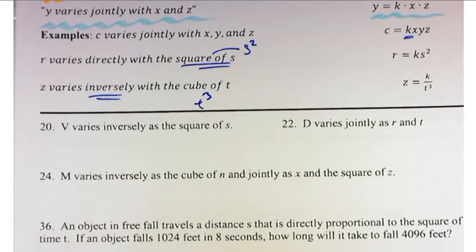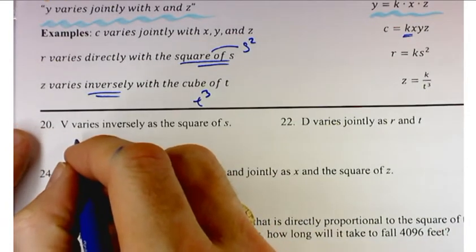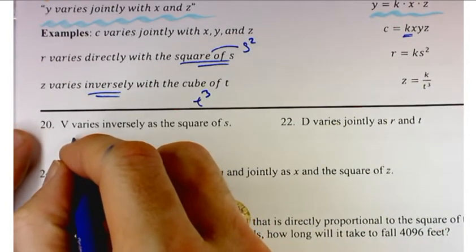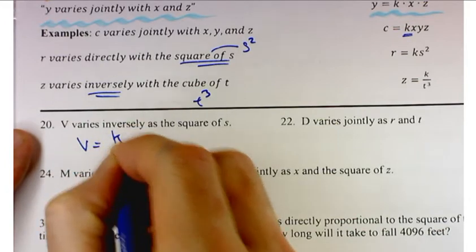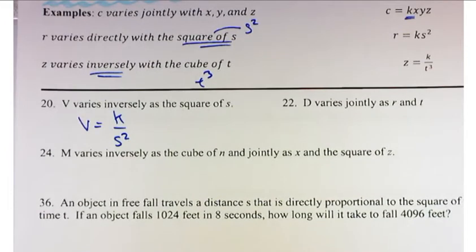Anyone want to be brave on this first one? What would this model look like? What equation would I get? Thank you. A lot of voices on that one. Appreciate it. V equals k over s squared. And guess what? That was easy. We're done. That's all I have to do on that one. Just write down a little bit of a mathematical model.